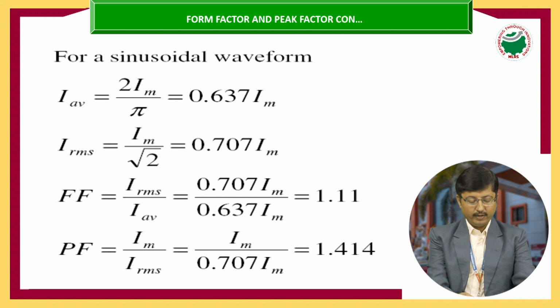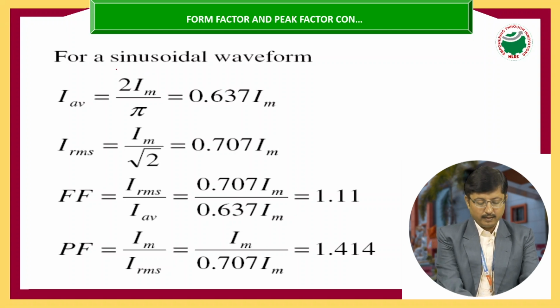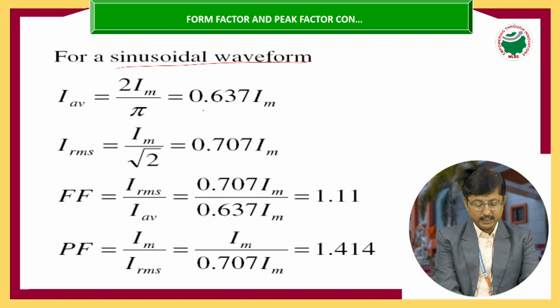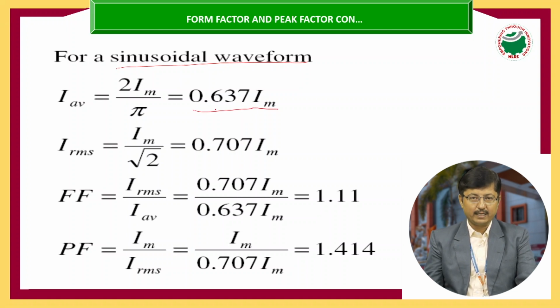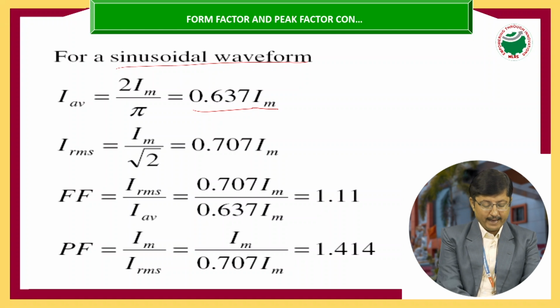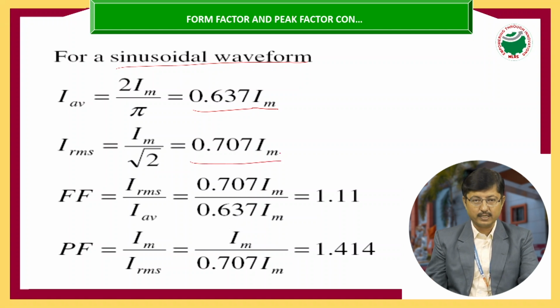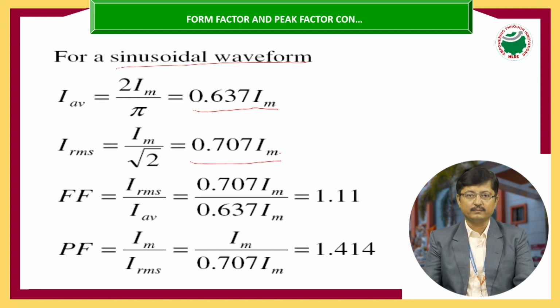For sinusoidal waveforms, previously we calculated that I average equals 2I_m by pi, which is 0.637 times the maximum value. And I_RMS we also calculated as I_m by root 2 for the sinusoidal waveform, that is 0.707 times the maximum value.